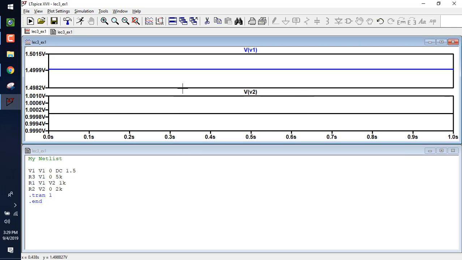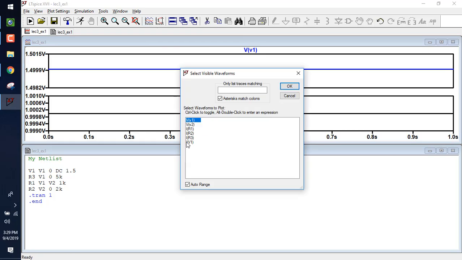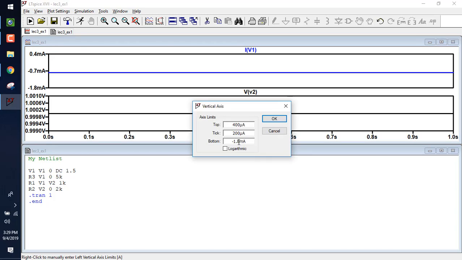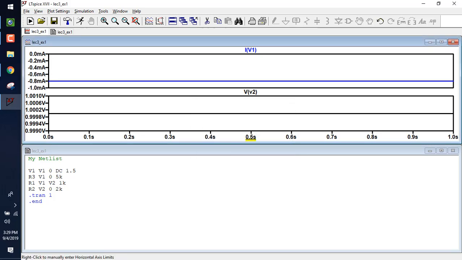Whoops, I don't want that. I want I of that current. Sorry. I of V1. And then let's right click over here so we get a better grade. And let's go to, how about -1, and then the top we'll put it 0, and that's fine. There, and then we'll do a Control G.